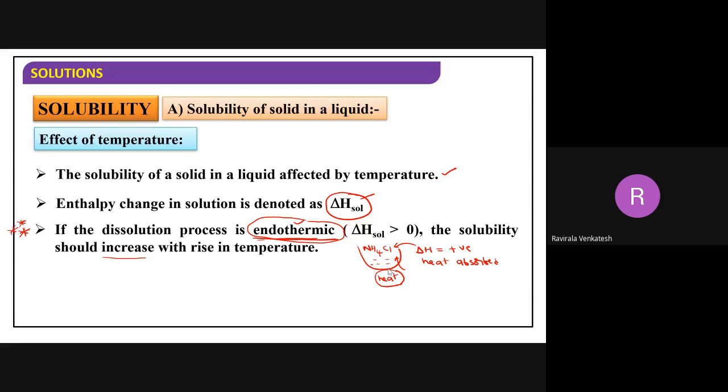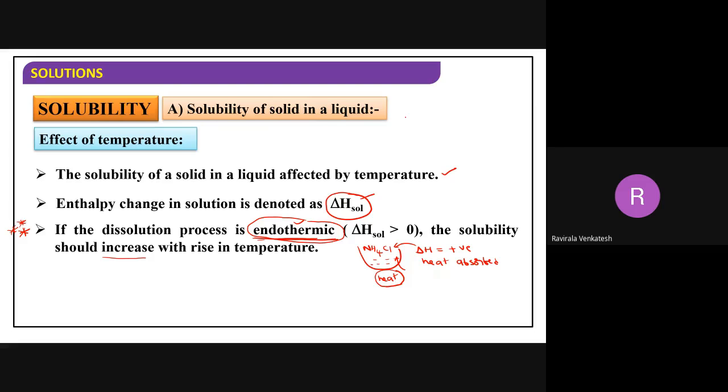If, for example, a husband asks his wife to bring coffee, the wife will bring tea, because she will do the opposite. Whatever the husband says, the wife does the opposite. Same thing here: when you heat, the equilibrium reaction will do the opposite.